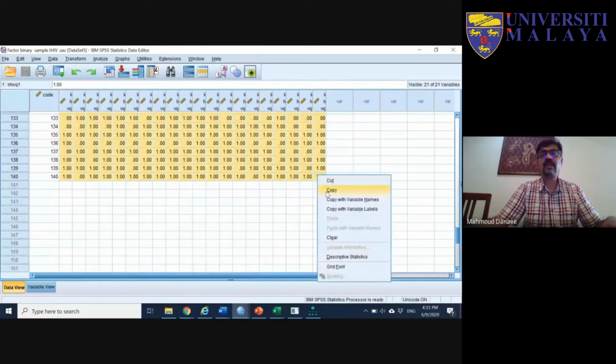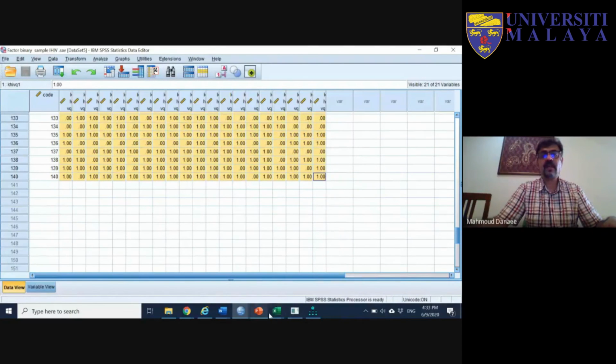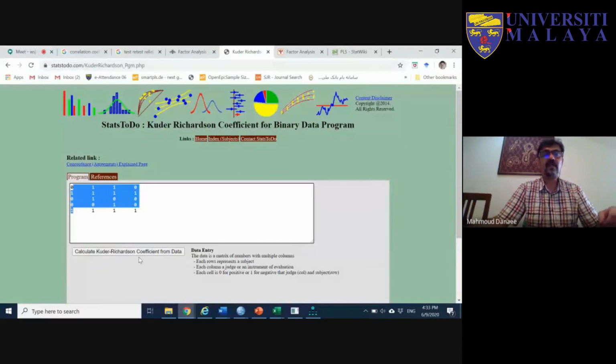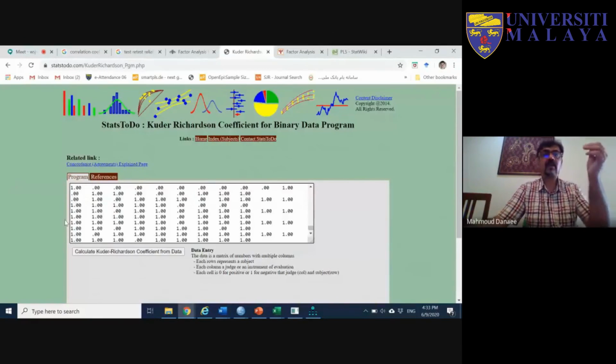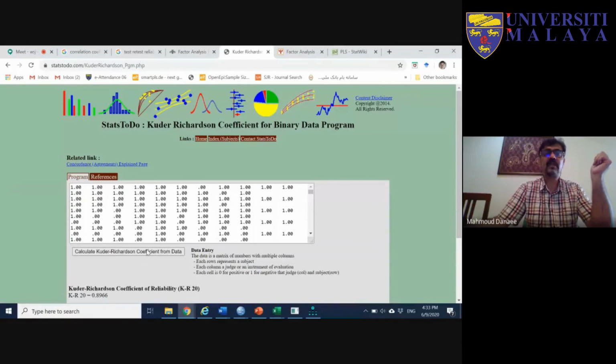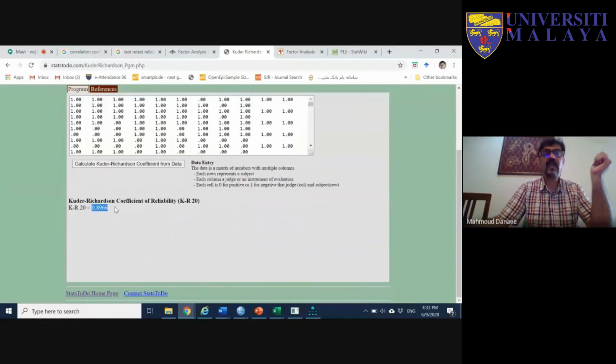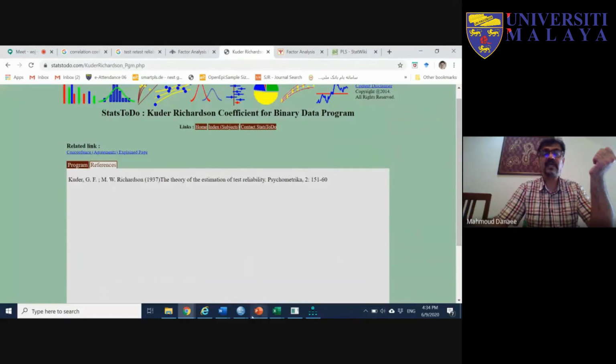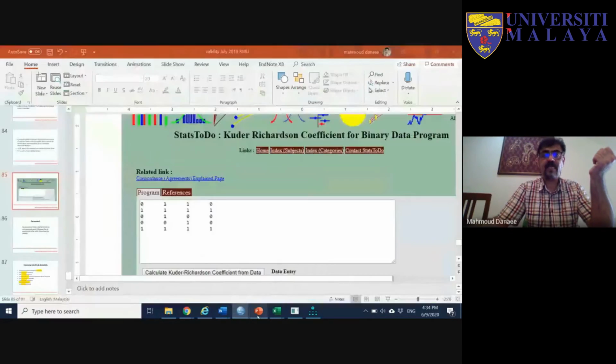If I want to measure the reliability for this questionnaire, I just copy and paste my data here. Control paste and then calculate the Kuder-Richardson. So as you can see here, my KR is 0.89, above 0.7. The same rule as alpha. If the alpha is more than 0.7, we conclude that the scale is reliable. Same for the KR20. But remember, the KR20 cannot be calculated by using the SPSS.